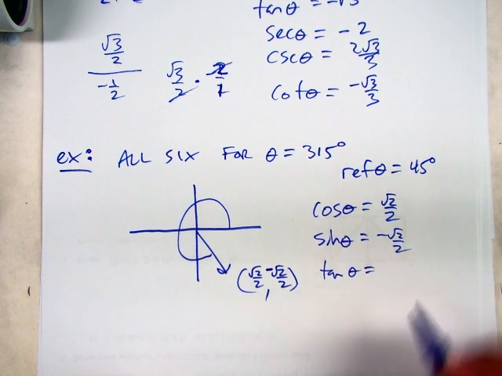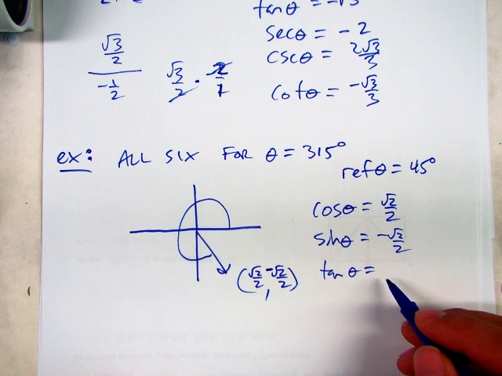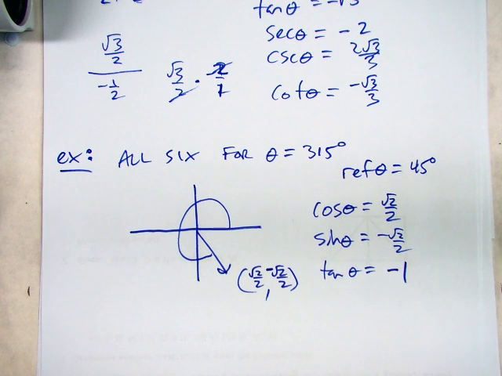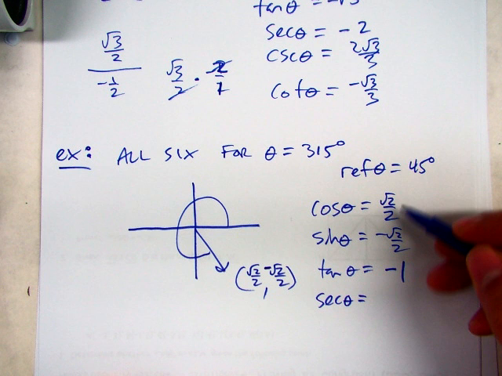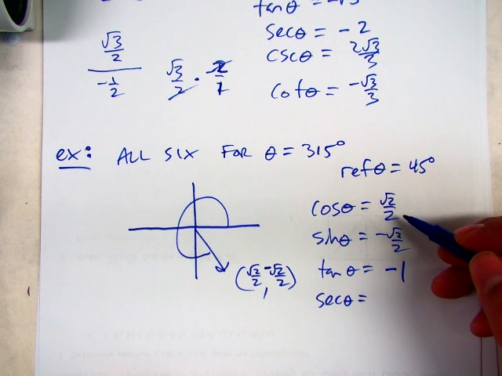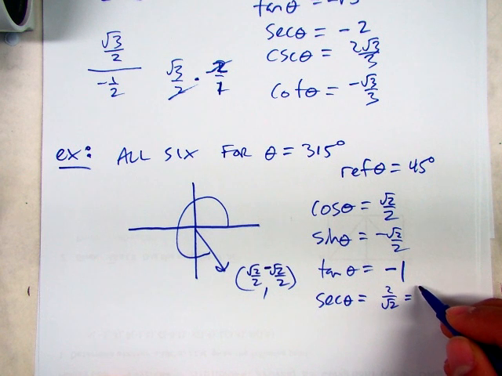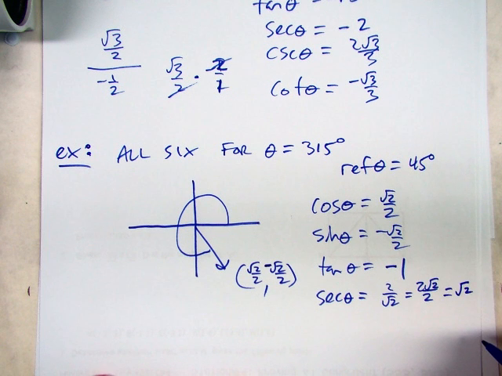Tangent. Don't overcomplicate it. These are the same number, just one is negative, so it's negative 1. If you divide a number by itself, you just get 1. Secant theta is the reciprocal of this guy right here. So flip this around. 2 over root 2 is the same as 2 root 2 over 2, which is just root 2. Eventually, you don't have to do this whole process. You're just going to know root 2 over 2, the reciprocal is root 2.